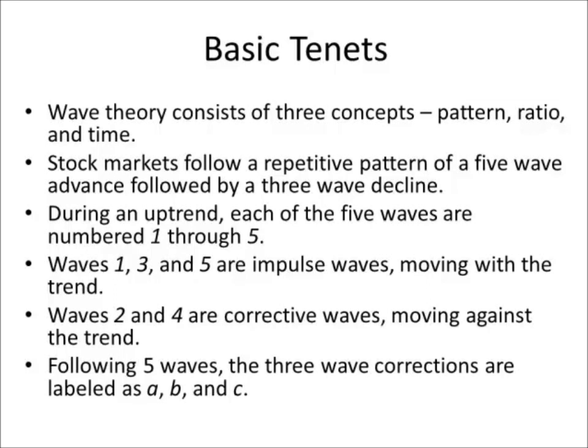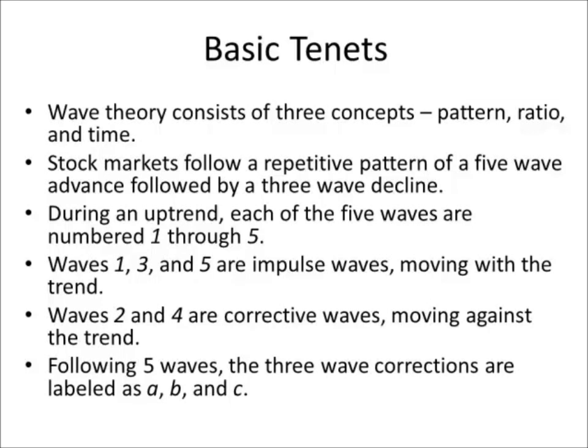And following the 5-wave advance, we will have a 3-wave correction. The three-wave correction we will label as wave A, wave B, and wave C. And in this three-wave correction, we'll see wave A downwards, wave B upwards, and wave C downwards. So 2 out of those 3 will be downward moving, and that will be an overall correction.